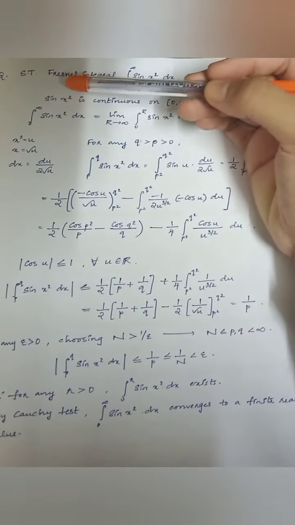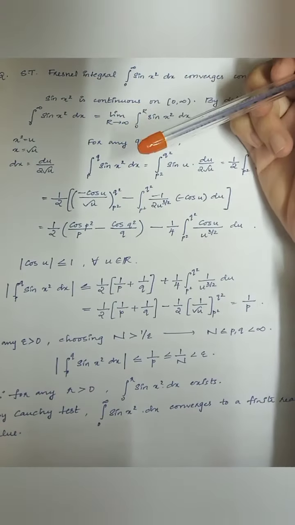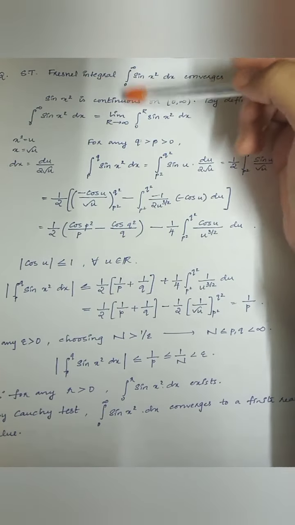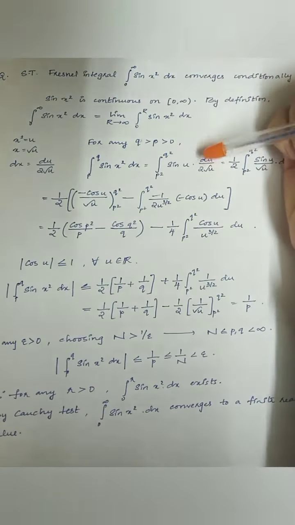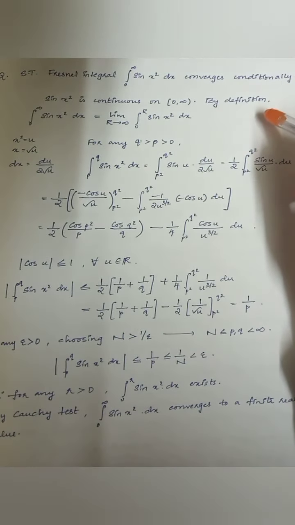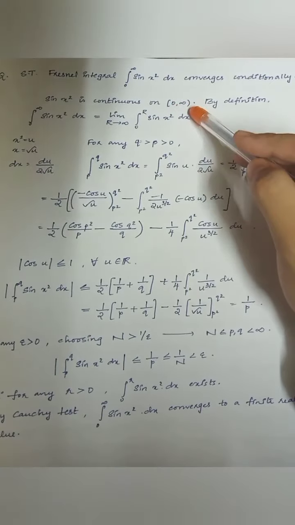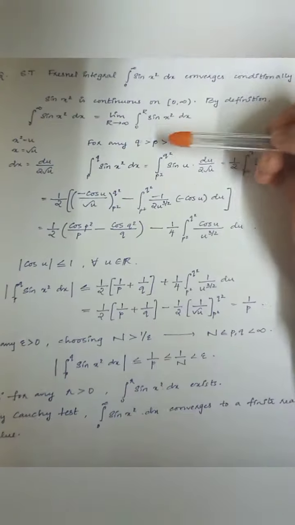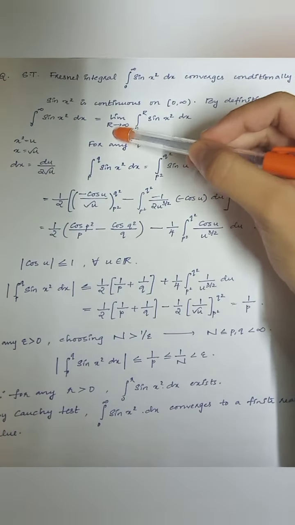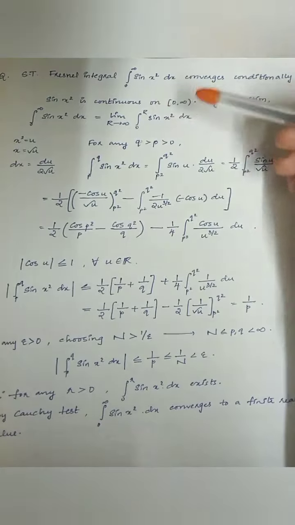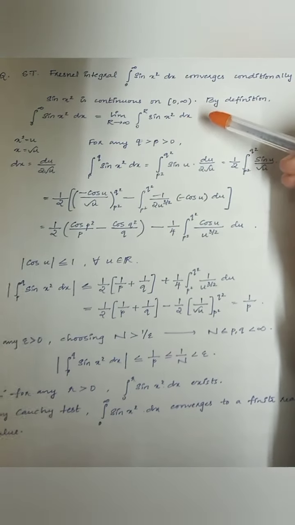Today we are going to discuss a question regarding the Fresnel integral. The question is: show that the Fresnel integral from 0 to infinity of sin x² dx converges conditionally. We know that the integrand sin x² is continuous on the closed interval 0 to infinity. So by definition, the integral from 0 to infinity of sin x² dx is equal to the limit as r tends to infinity of the integral from 0 to r of sin x² dx.